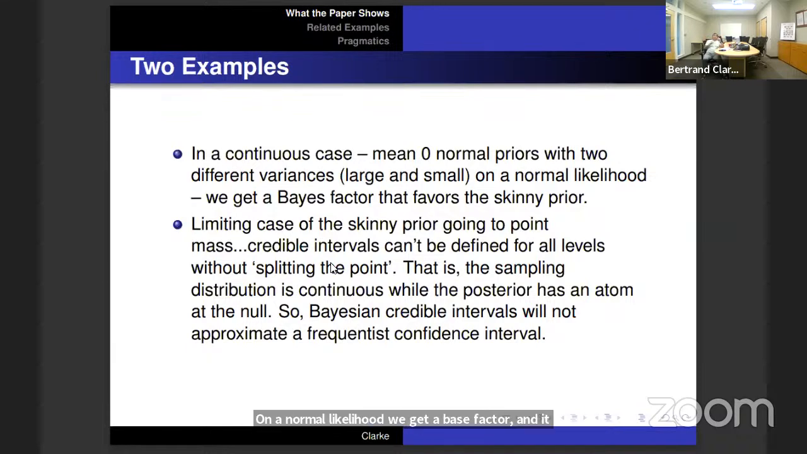Hold that thought. In the limiting case of the skinny prior going to a point mass, credible intervals for all levels can't be defined without splitting the point. That is, the sampling distribution is continuous, while the posterior has an atom at the null. So for some range, Bayesian credible intervals will just not approximate a frequentist confidence interval.